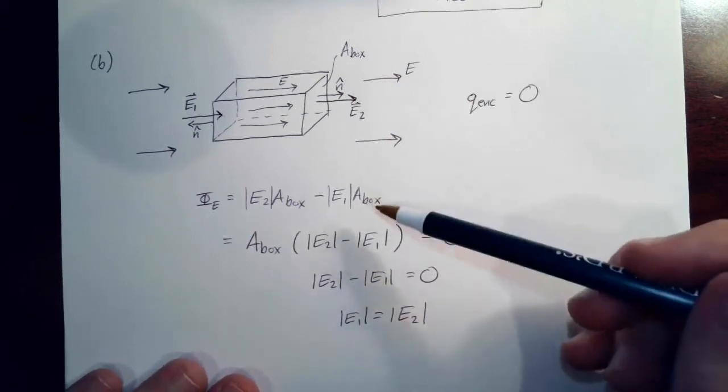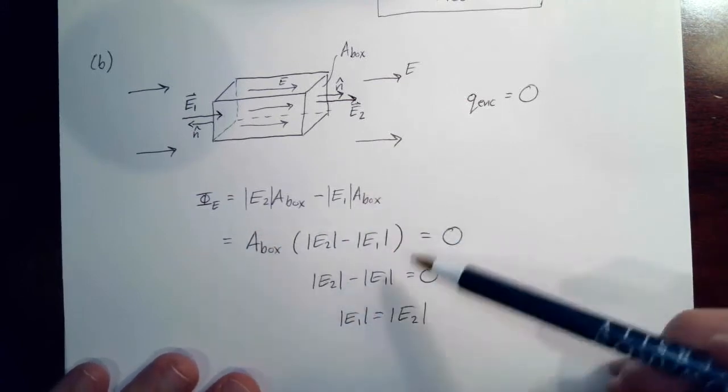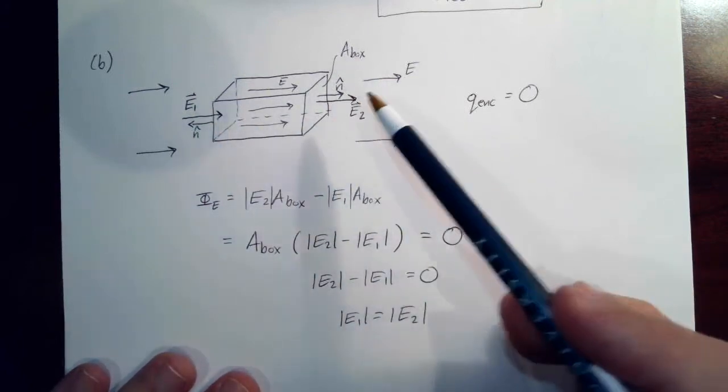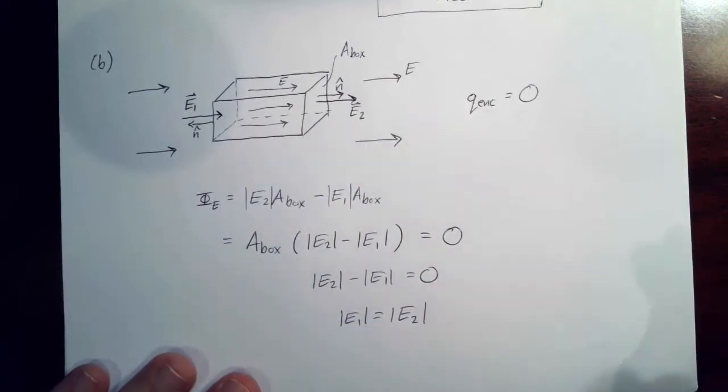Again, any features of the box have dropped out by the time I get to here, so I could have drawn any box that I wanted, and I would see that the electric field on the left edge of the box must equal the electric field on the right edge of the box as long as the box did not contain any charges. And that's right from Gauss's law.